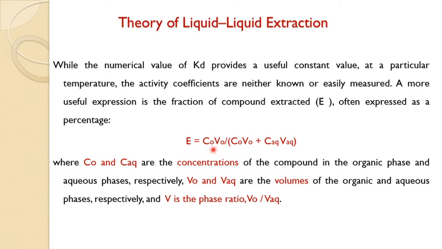E is equal to C organic phase times V organic phase divided by C in organic phase times volume in organic phase plus C in aqueous phase times V in aqueous phase, where C represents the concentration of the compound and V represents the volume, for the organic phase and the aqueous phase respectively. C org and C aq are the concentrations of compound in the organic phase and aqueous phase respectively, and V org and V aq are the volumes of the organic and aqueous phase respectively, and V is the phase ratio, that is the volume of organic phase divided by the volume of aqueous phase.